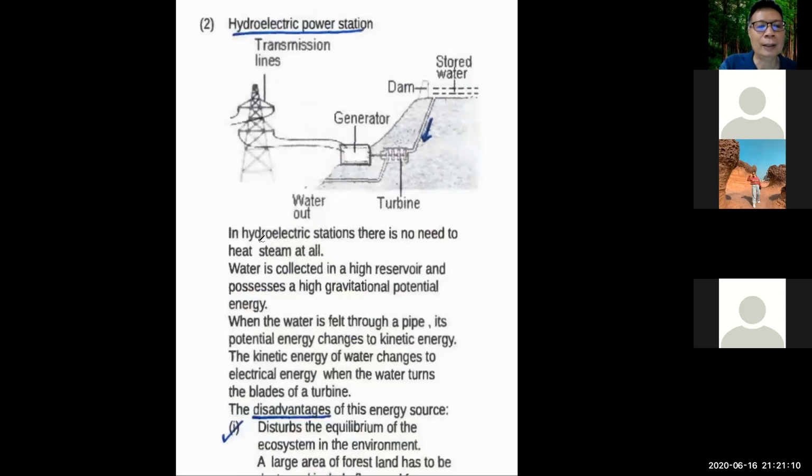Okay, all right. In a hydro station, there's no need to heat steam, no need for heat at all. We use the water to push on it. Water collected in a high reservoir, the dam, possesses high gravitational potential energy. When the water flows through the pipe, its potential energy changes to kinetic energy. Kinetic energy of water changes to electrical energy when the water turns the plates of the turbine. Okay.